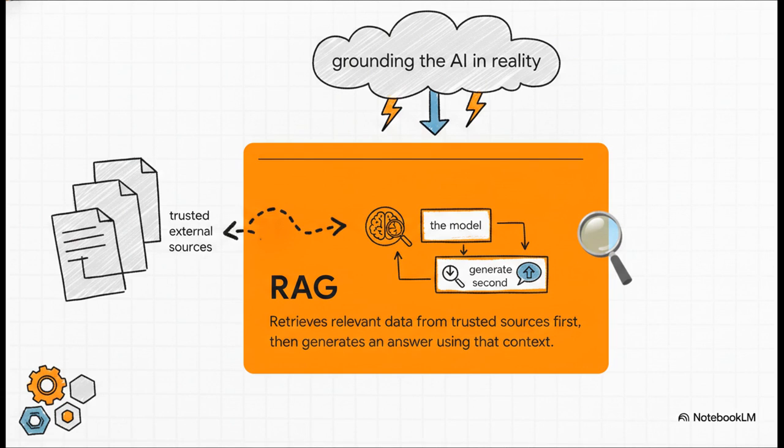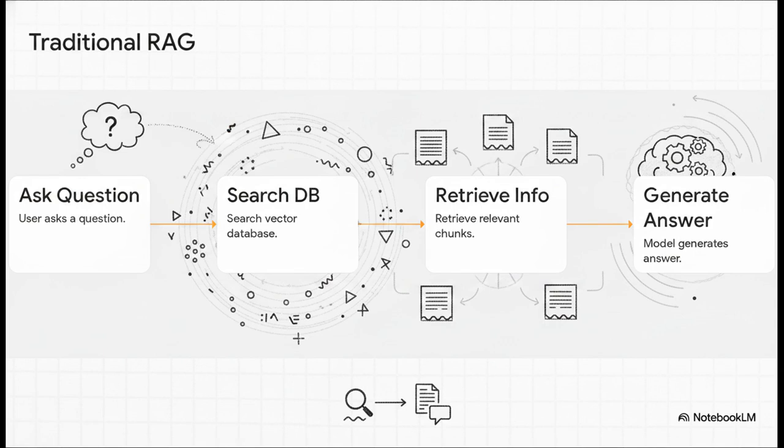And this is brilliant, honestly, because it makes the AI highly accurate without you having to constantly retrain the underlying model every single time your company facts change. Let's walk through how this traditional workflow actually looks. It's a pretty clear linear process. Step 1, the user asks a question. Step 2, the system searches a vector database. Step 3, it retrieves the most relevant chunks of information. And finally, Step 4, those chunks are passed over to the model to generate the answer.